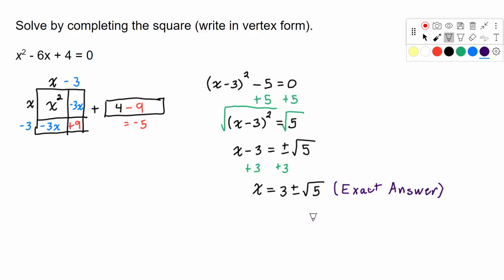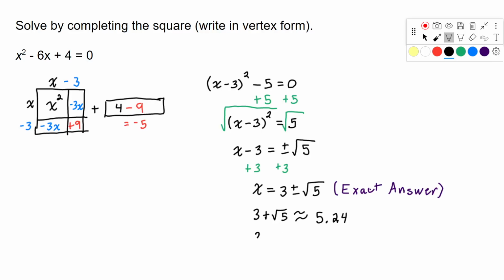To find the approximate answer, I'm going to enter 3 plus the square root of 5 in my calculator, just as it's written. 3 plus the square root of 5 is approximately 5.24. This notation that I have in front of the 5.24 means approximate. It tells me that I rounded my answer.